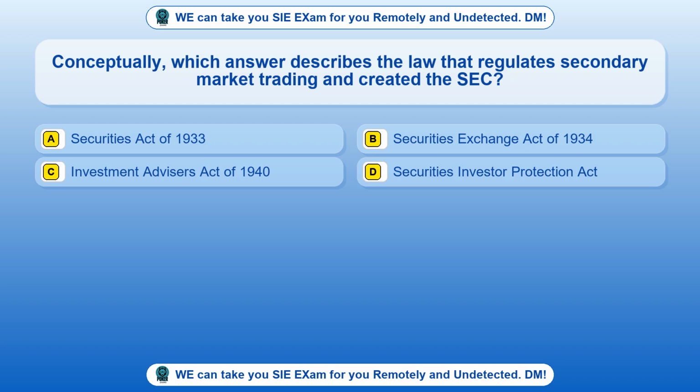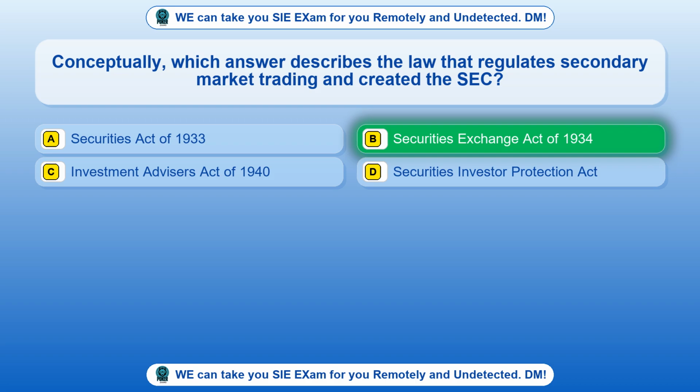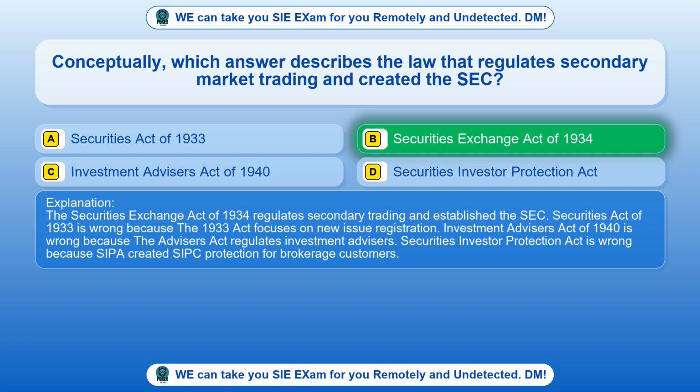Question 50. Conceptually, which answer describes the law that regulates secondary market trading and created the SEC? Option A, Securities Act of 1933. Option B, Securities Exchange Act of 1934. Option C, Investment Advisors Act of 1940. Option D, Securities Investor Protection Act. The correct answer is option B, Securities Exchange Act of 1934. The Securities Exchange Act of 1934 regulates secondary trading and established the SEC. Securities Act of 1933 is wrong because the 1933 Act focuses on new issue registration. Investment Advisors Act of 1940 is wrong because the Advisors Act regulates investment advisors.